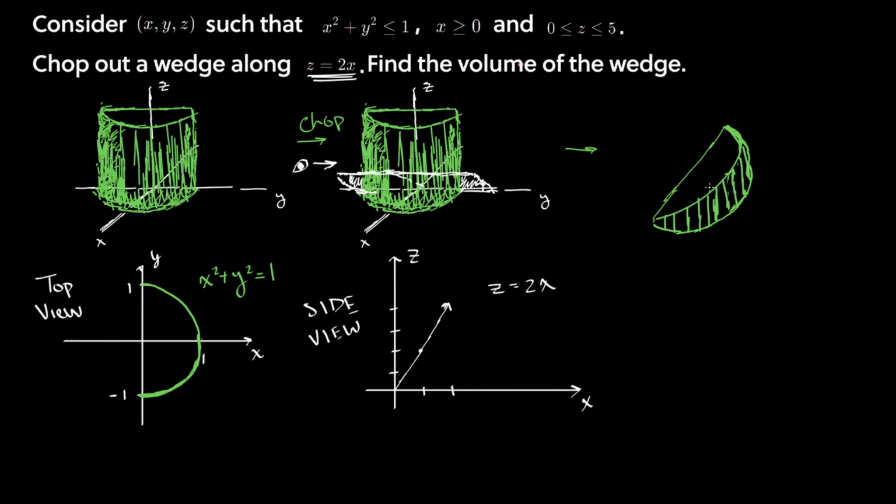And now we need to figure out, okay, how can we slice up this wedge here? I think that looks like a Choco Taco. I don't know about you. But how can we slice this up in order to start talking about, okay, we want to sum up all these little pieces of volume in order to get the total volume.